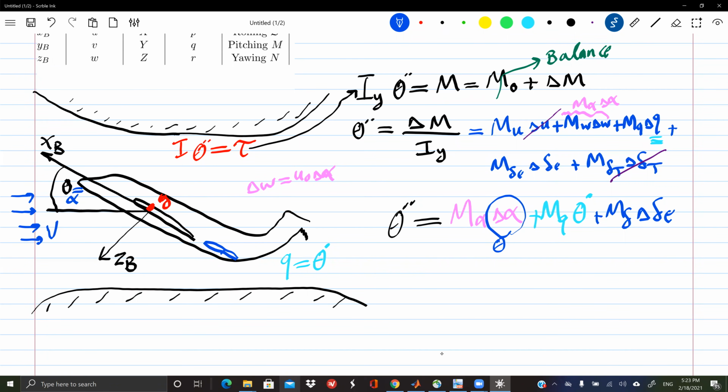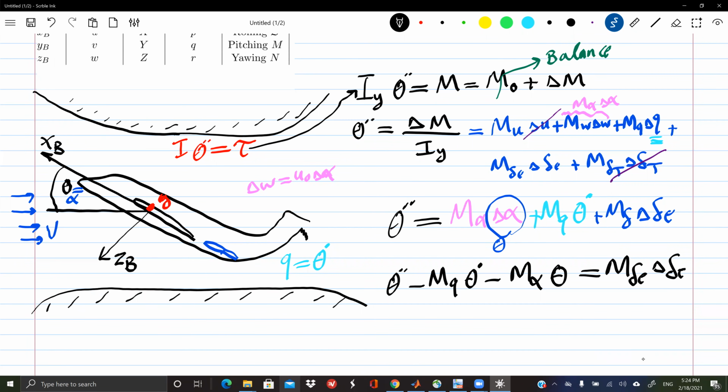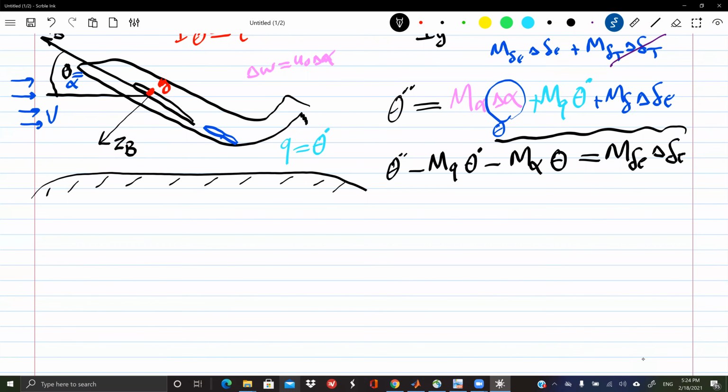So now I'm going to summarize. My equation of motion is theta double dot, and I'm going to bring these from the other side: minus Mq theta dot minus M alpha times theta equals M elevator times elevator. This is my equation of motion. Any question about that?